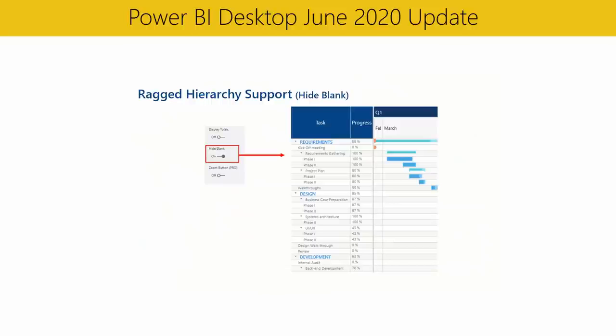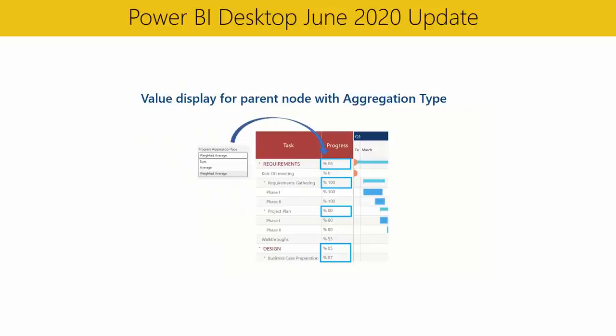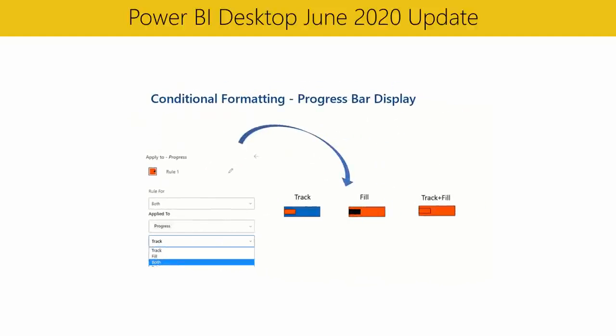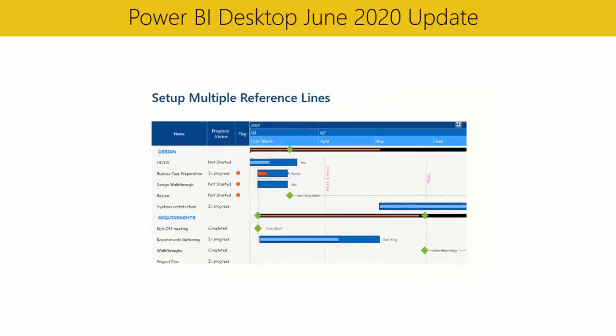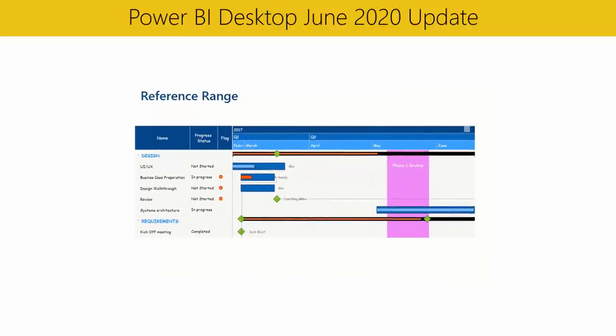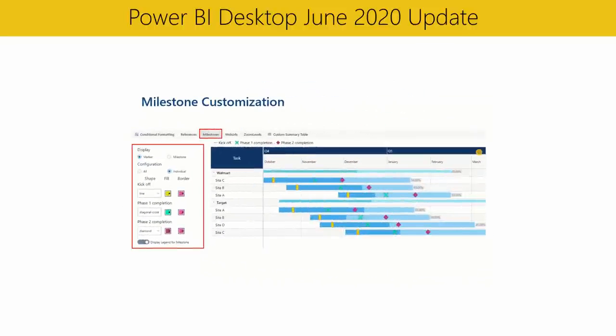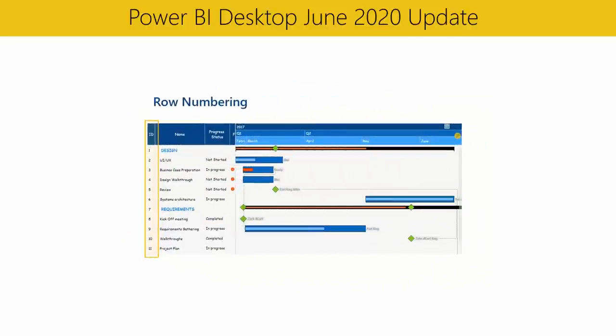Xvis has also released a new Power BI certified version of the Gantt chart, with a variety of new features for a wide range of use cases. These updates support multiple reference lines and reference ranges, additional milestone customization options, hyperlink support, and conditional formatting enhancements.